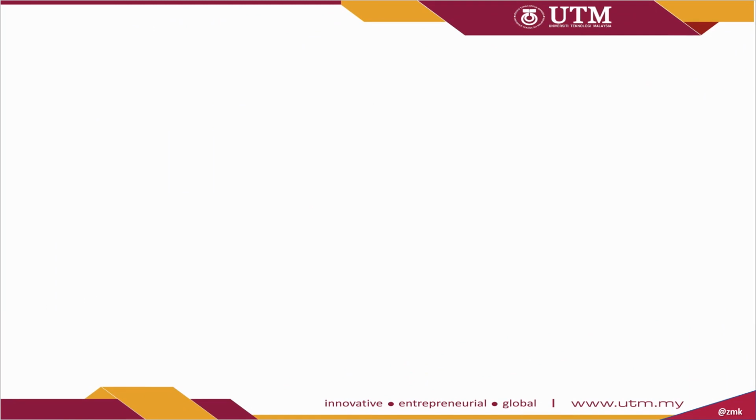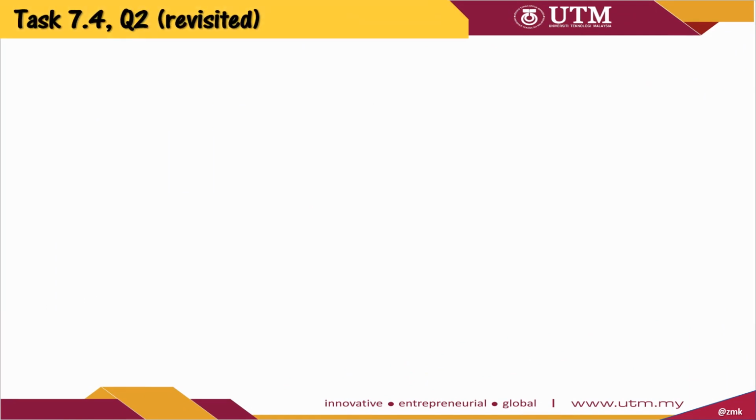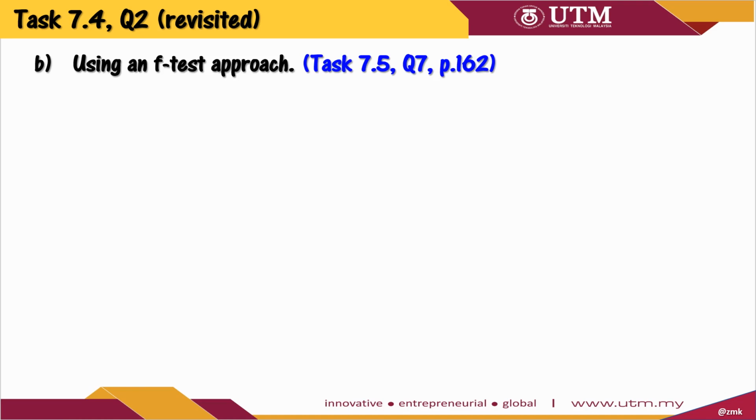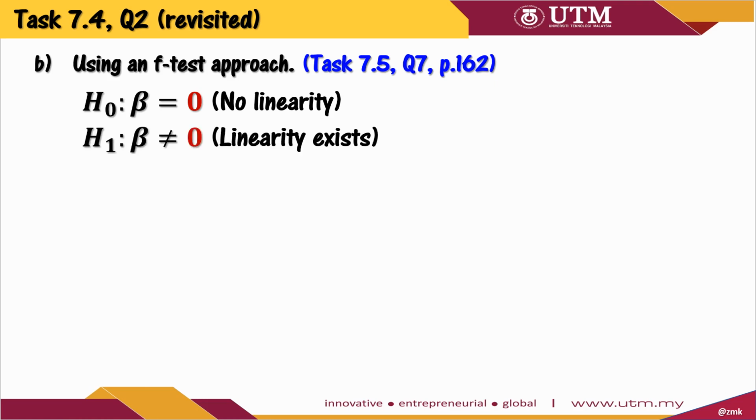Still using the sample data from task 7.4 question 2, if you want to perform an alternative statistical test on the existence of linearity using an f-test approach, then the hypothesis statements are exactly the same as those in the t-test approach discussed earlier, where under H0, beta is equal to 0, indicating no linearity exists between y and x, whereas under H1, beta is not equal to 0, indicating that the linearity exists between y and x. Again, you need to perform the statistical test at the level of significance alpha equal to 0.01.